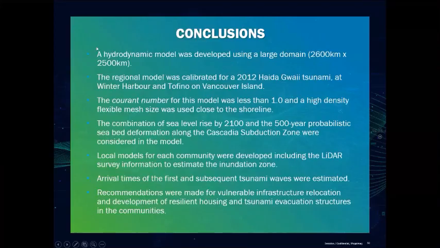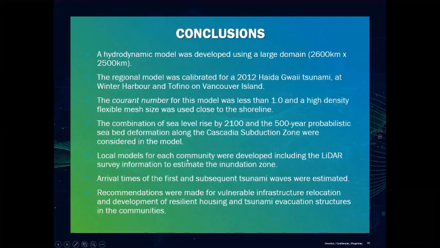So the conclusion: a hydrodynamic model was developed using a large domain. The regional domain was calibrated for the 2012 Haida Gwaii tsunami at Winter Harbor and Tofino. For the stability, there's a Courant number. We use less than 1 to keep this stable, and a high density mesh was used close to the shoreline. The combination of the sea level rise by 2100 and the 500-year probabilistic severe deformation also along the Cascadia zone was considered in the model.